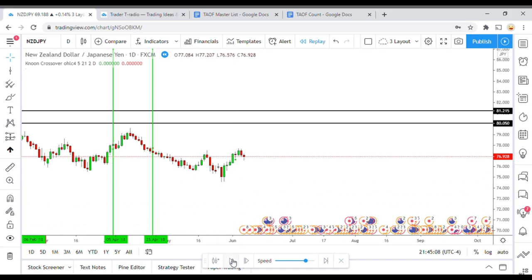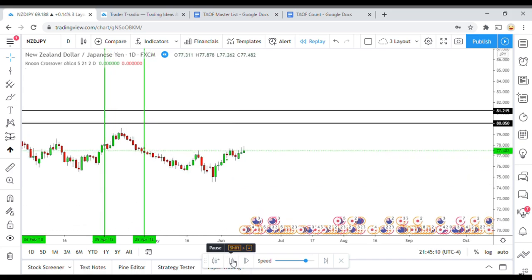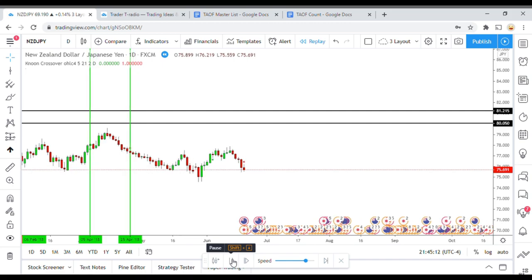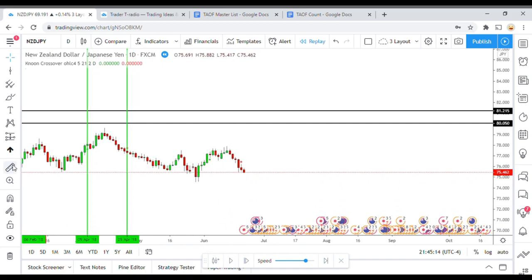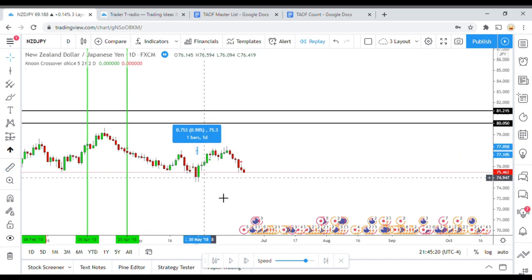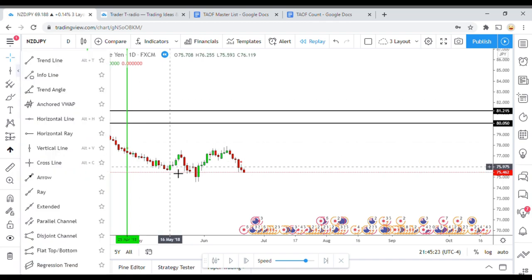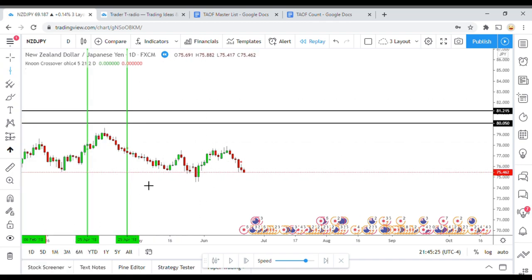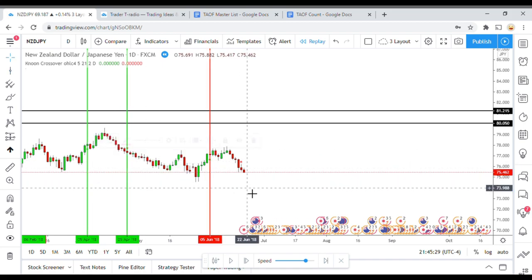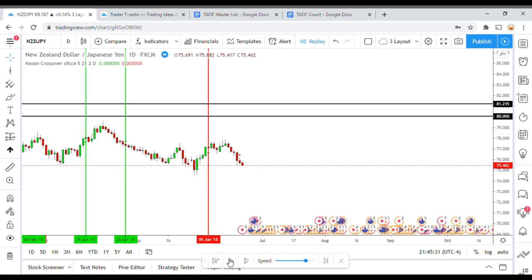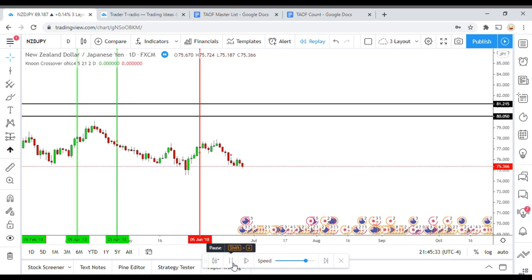Let's see, so we picked up a long right there. It's played out a little bit farther here. Nope, looks like we would have probably got stopped out on that one. Yeah, we didn't get to take profit. So that one, not so great. But we picked up a short right there.